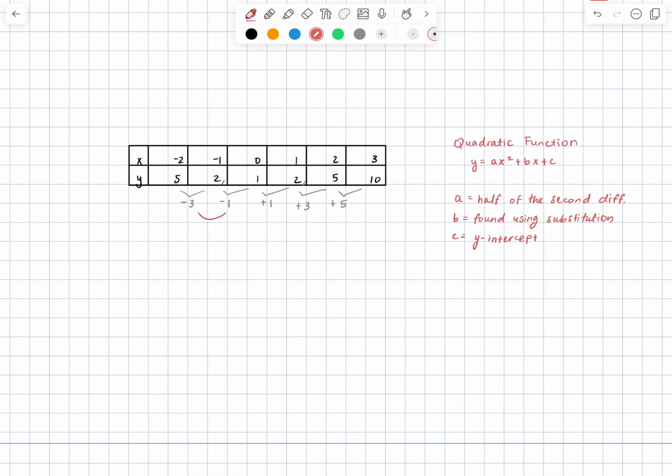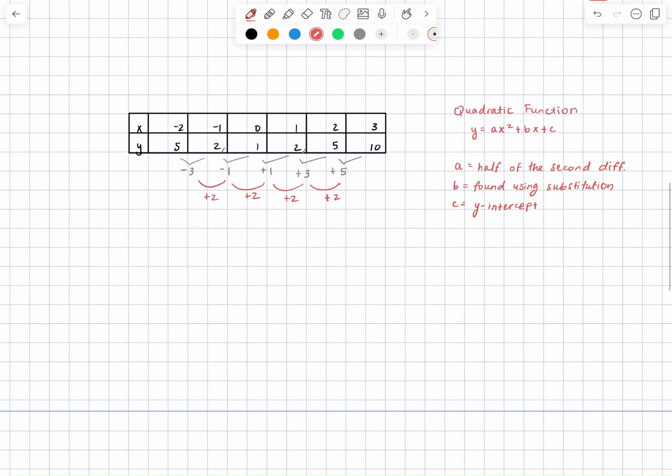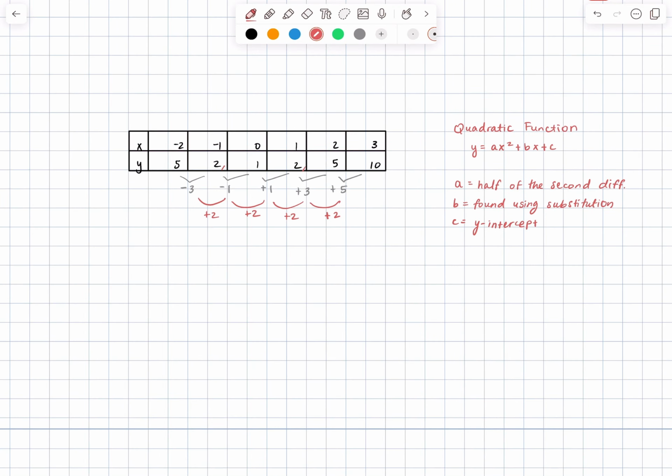Our second difference is going to be finding out the difference between these gray numbers. So from -3 to -1, that's +2, -1 to 1, +2, 1 to 3, +2, and 3 to 5, +2. So my second difference is 2, but my a value is going to be half of that. So 2 divided by 2, that's 1. So y equals 1 times x squared.